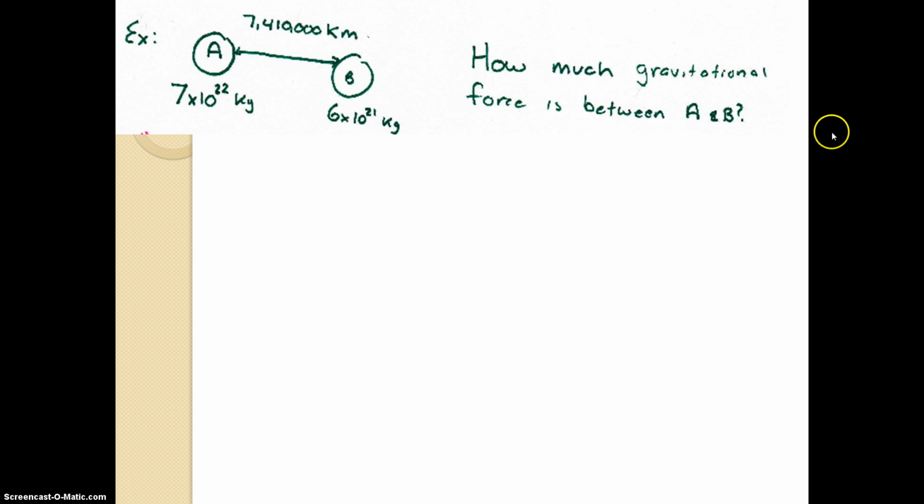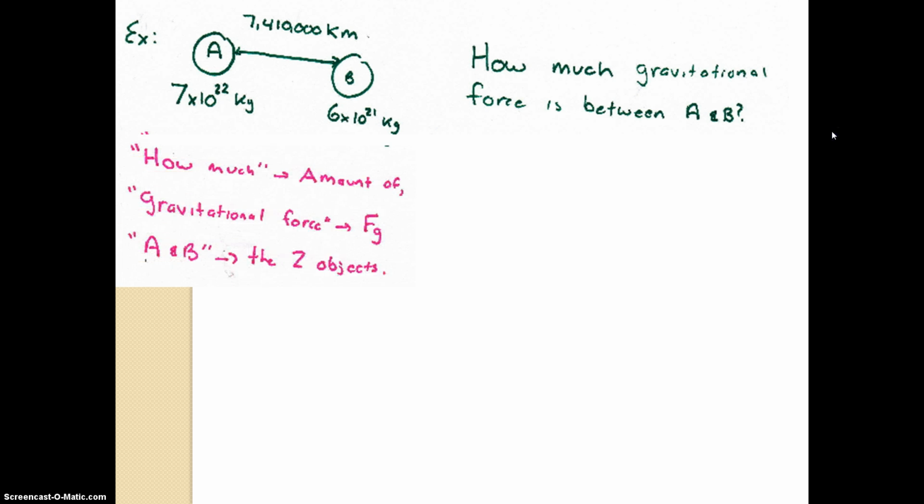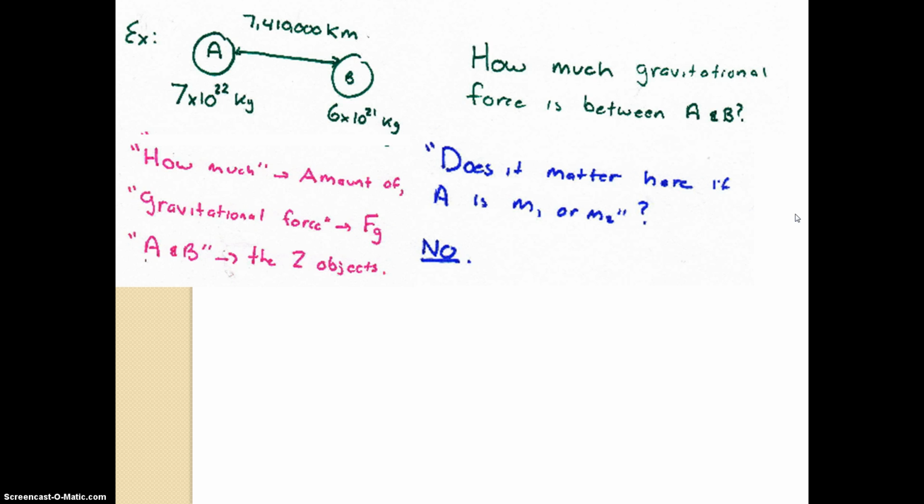Now that you wrote that down, when I say how much, I mean the amount of. When I say gravitational force, I mean that F of G, that attractive force between A and B, those are the 2 objects. Does it matter here if A is M1 or M2? No. The problem is not specific in terms of it. So we can call either one of them the test or object mass.